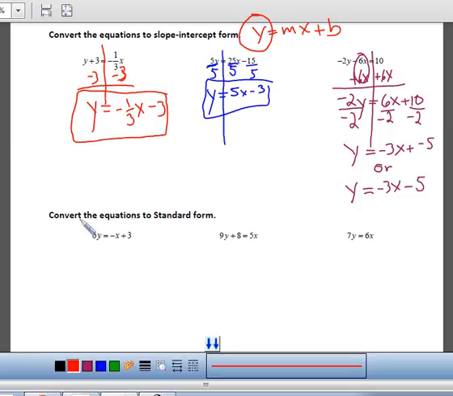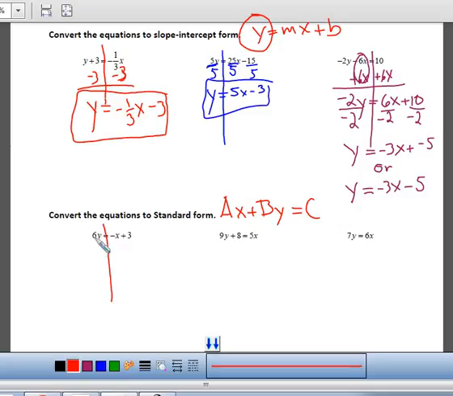Okay, now we're going to convert equations to standard form. So that's going to be ax plus by equals c. So we're going to have some number in front of x, some number in front of y equals some number. Okay, so the first one.